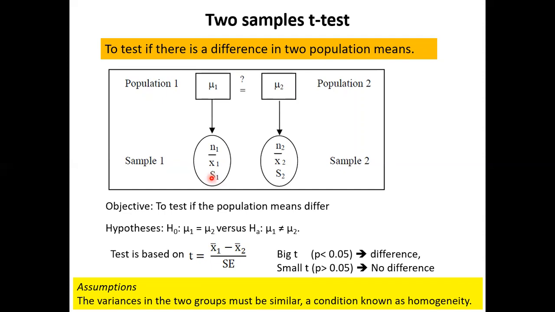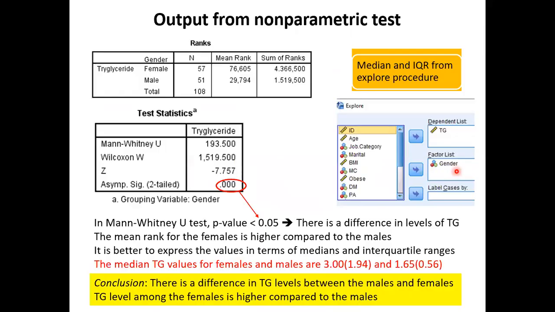So standard deviation is a measure of spread. Big standard deviation, big spread. Small standard deviation, small spread. We can't compare these two directly, so we square this and call it variance. The variances must be similar, right? So that's the assumption.